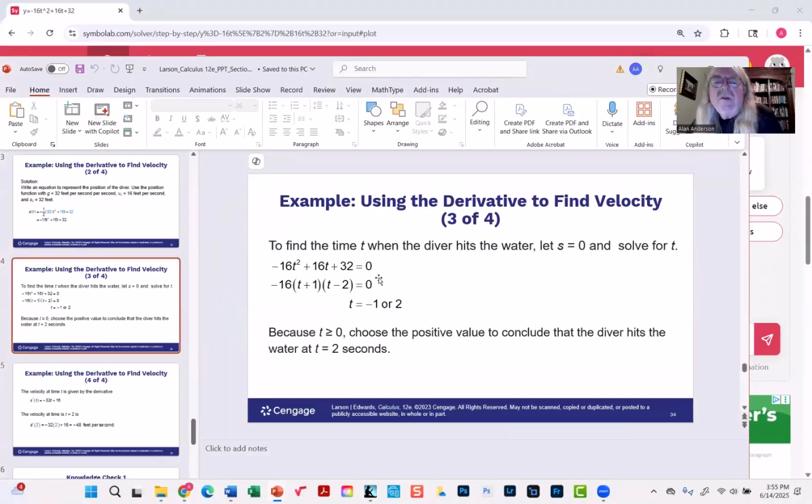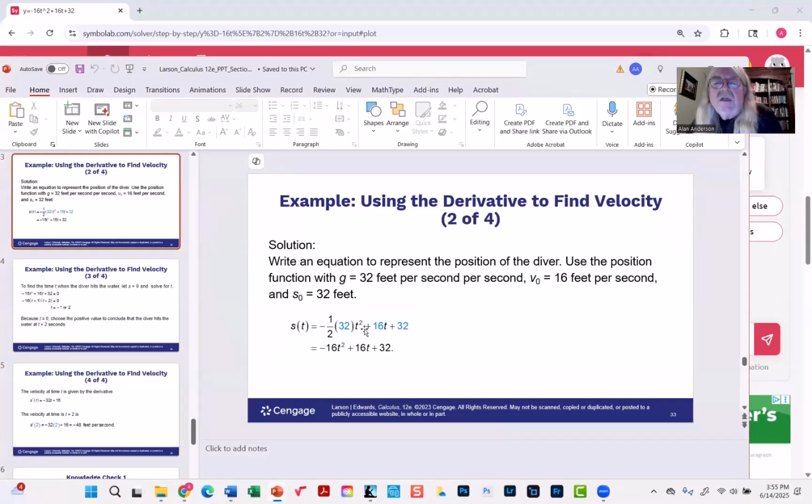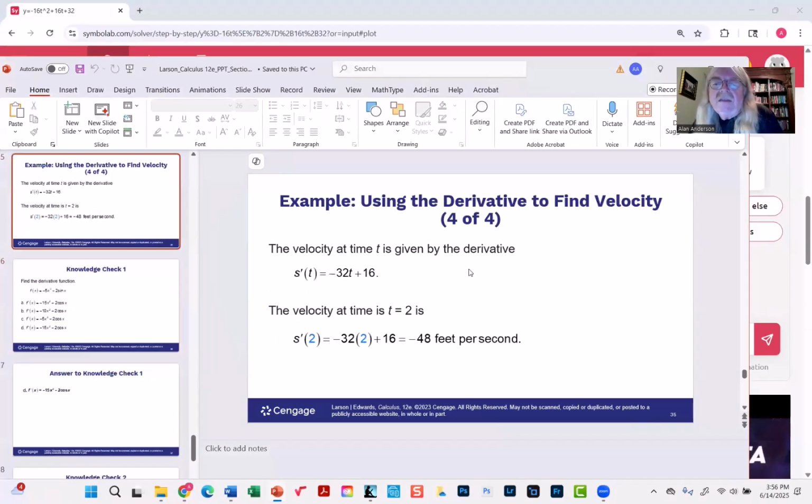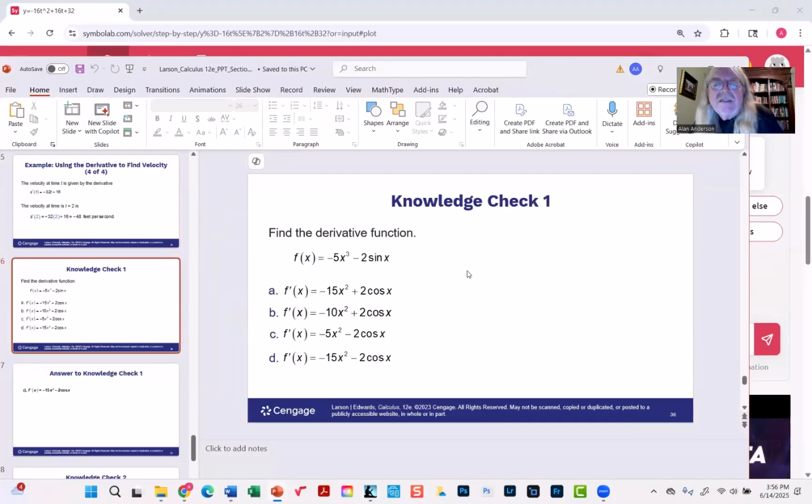The velocity is the first derivative, and applying our rules here, s prime of t, the velocity, will be negative 32t plus 16. So therefore, evaluating it at time t equals 2, how fast are we going when we hit the water? It's 48 feet per second, and that's negative because we're going down. All right, well, that's that. That's our physics for today. And now we've got some practice problems.